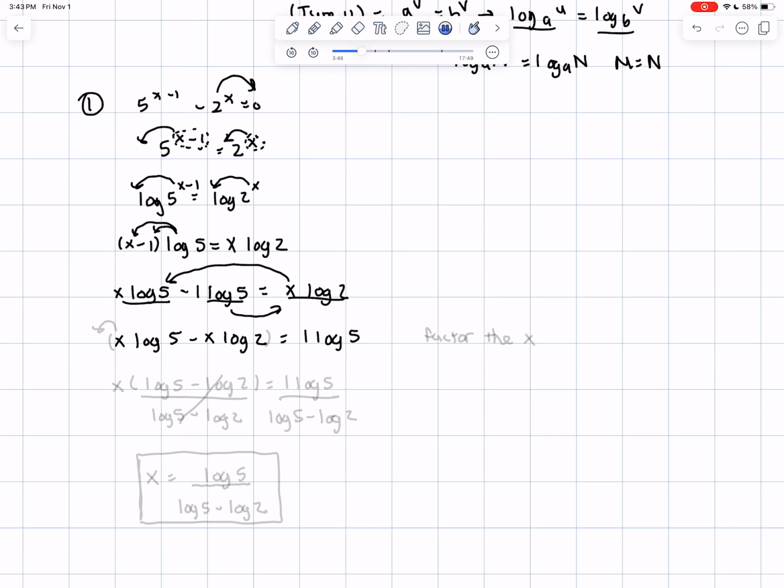So the next thing I have to do is, I have an x in both of these, right? Well, how do I get the x out of the way? Because I want to isolate it. One of the things we can do is called factoring the x. So we put parentheses, and the x is going to go outside of the parentheses: x times (log of 5 minus log 2) gives me 1 log of 5. Now we can isolate the x. So how you do that is you divide by this whole thing here to isolate the x. Once you do that on this side, you do the same thing on the other side.